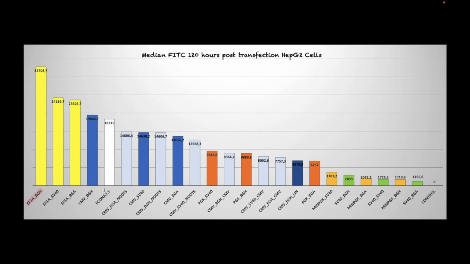And you can see another thing right here, this CMV-BGH linear, which remember is exactly the same as this one right here, except that it's linear and it lacks the antibiotic resistance gene and so on, has a much poorer expression than the CMV-BGH plasmid.